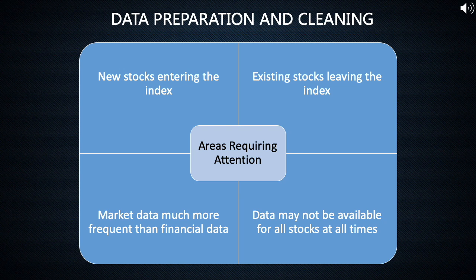Another area where we have encountered problems is that sometimes the data may simply not be available. For example, if a company is not profitable, then there will not be price to earnings ratios. Or if the company does not pay dividends, then we won't have any data available on the dividend payout ratio.